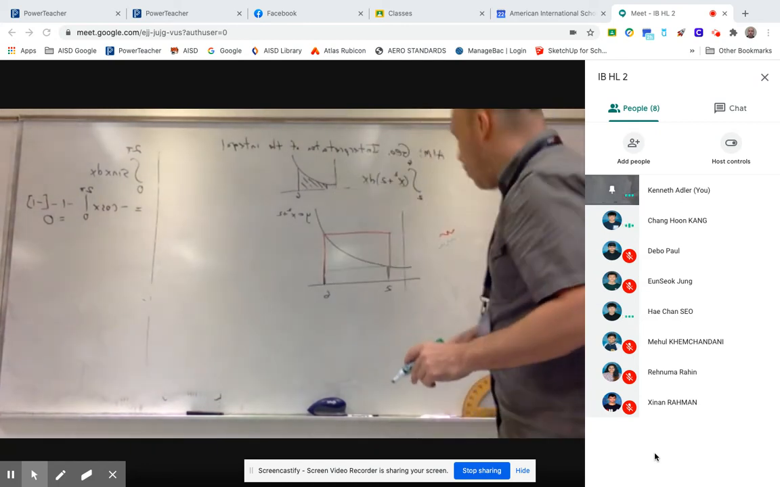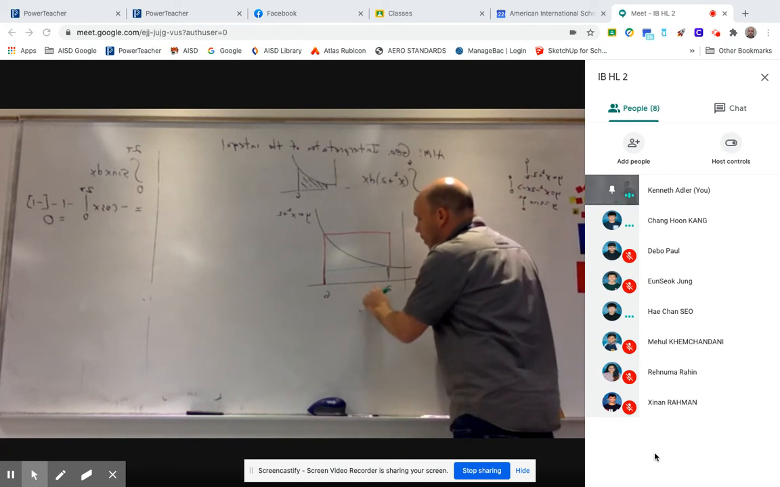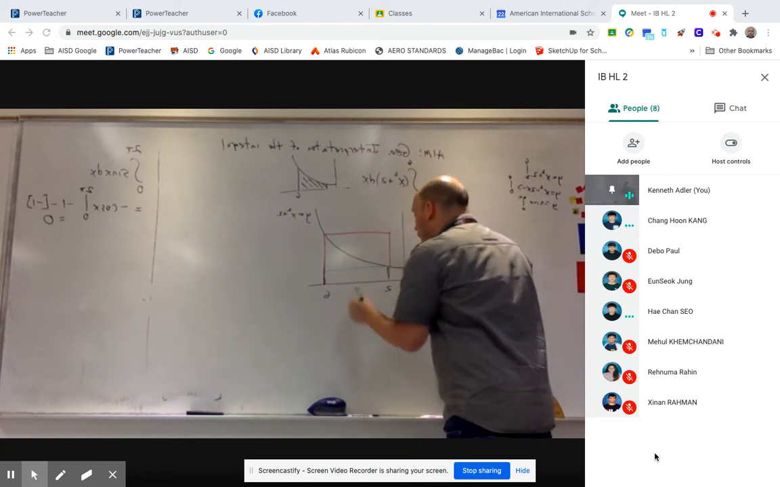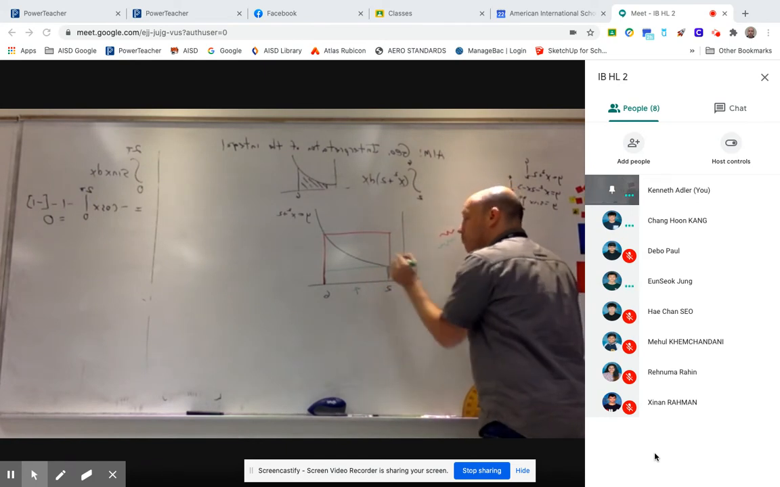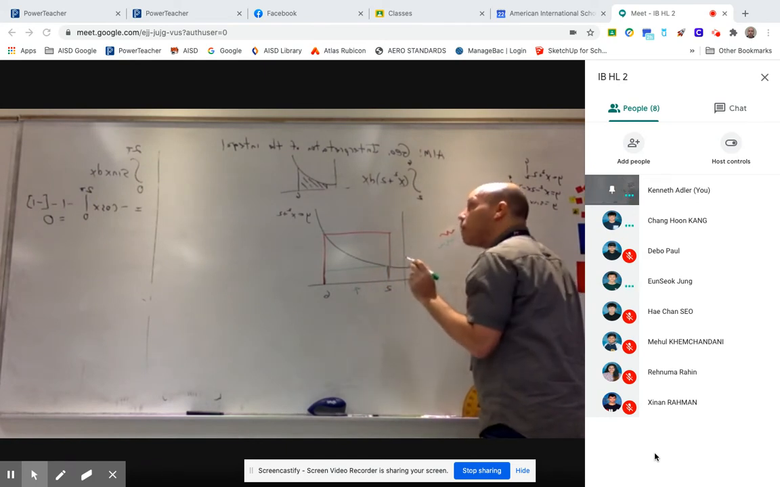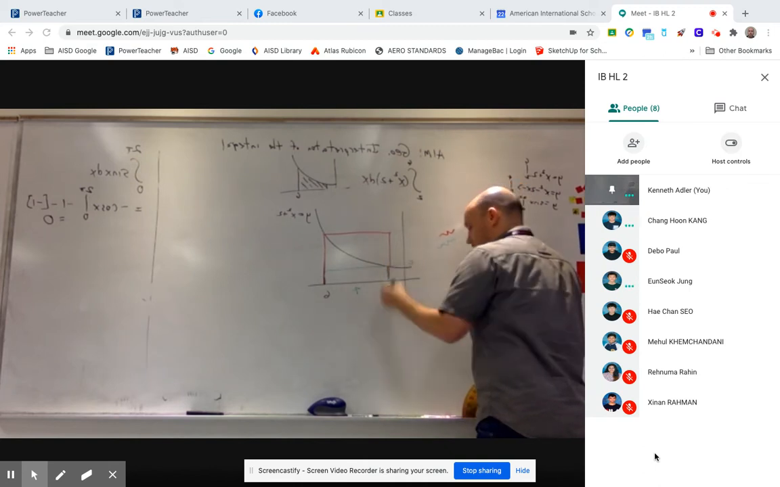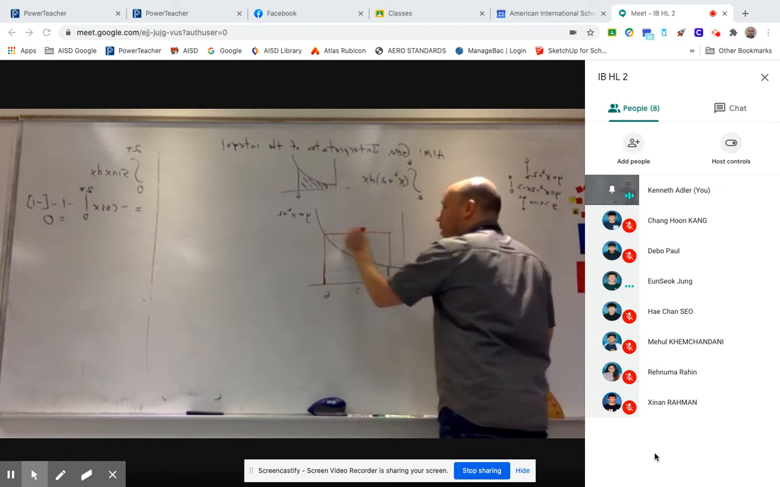Anyone? Well, what's 16? What's the length of the base of both rectangles? 4. What's the height of the green rectangle? 6. Yeah, because this is 6, right? Oh, plus 2, okay. I totally forgot that also. And what's the height of the red?